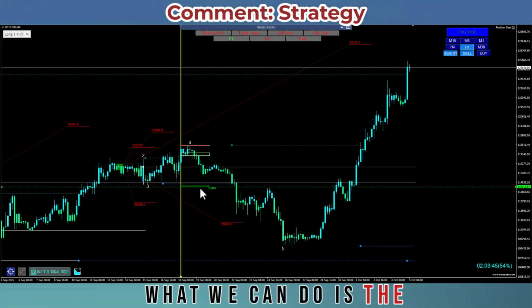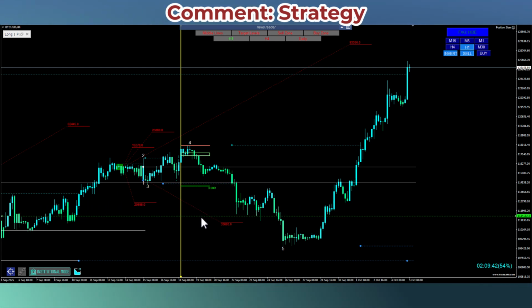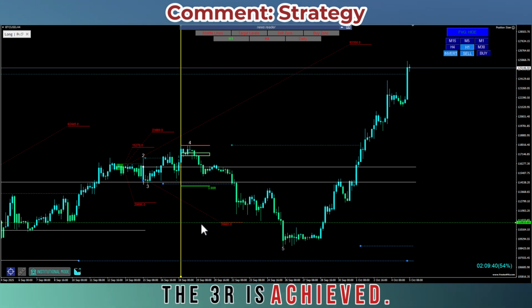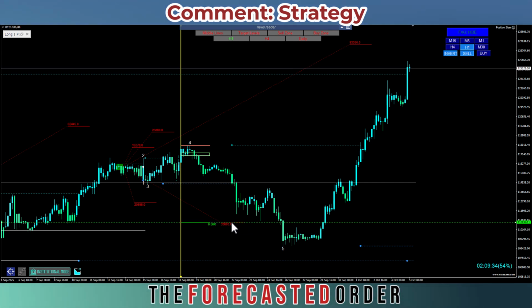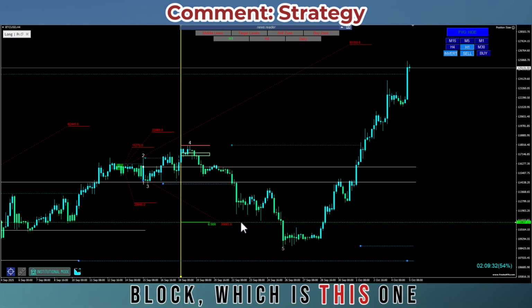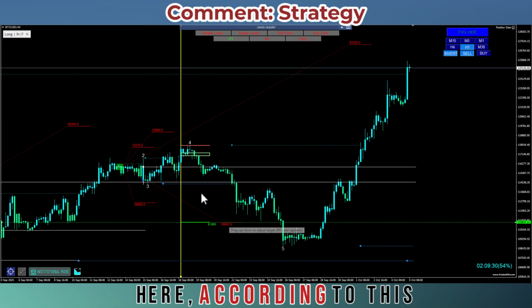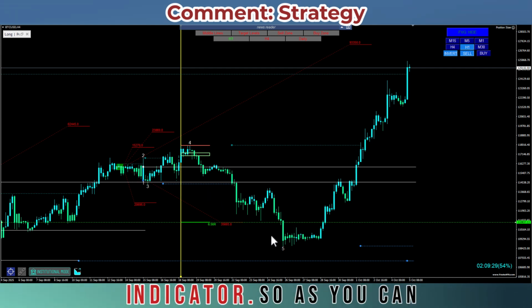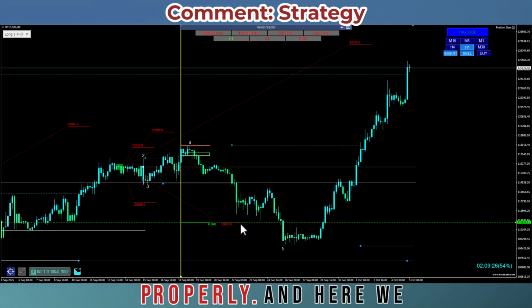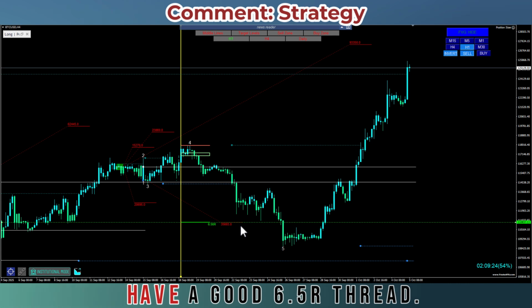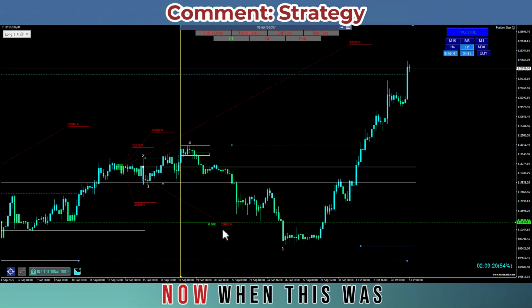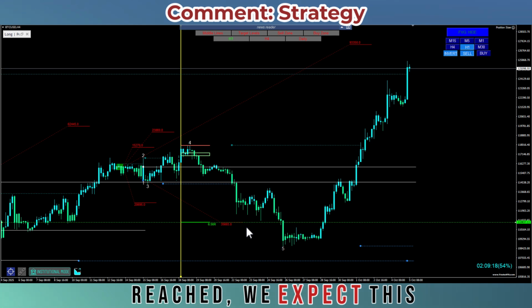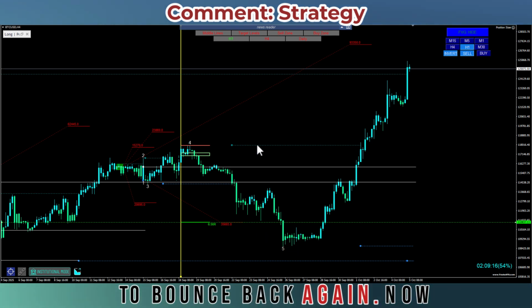But if we wanted, for example, to use it properly, what we can do is the following. Once the 3R is achieved, we can put the target at the forecasted order block, which is this one here, according to this indicator. So as you can see, this was reached properly, and here we have a good 6.5R trade.